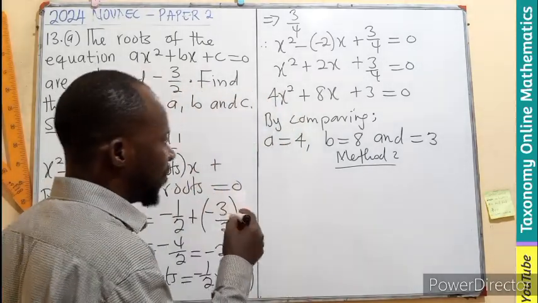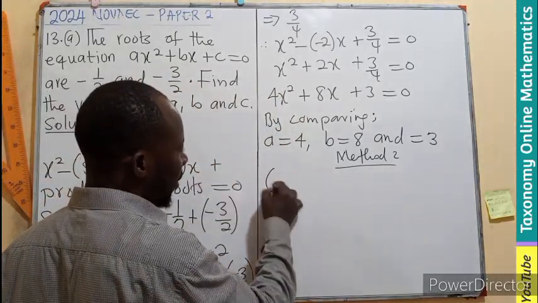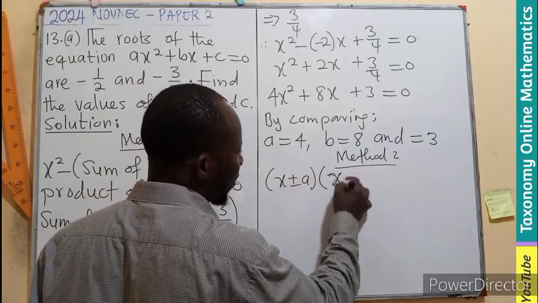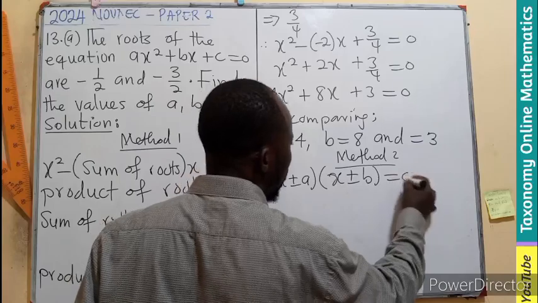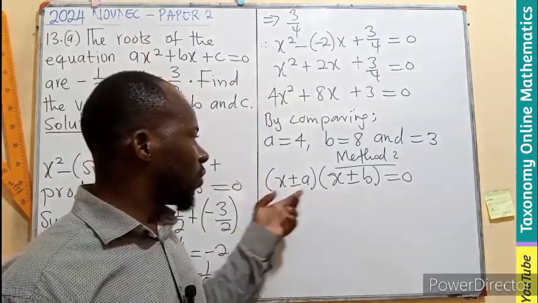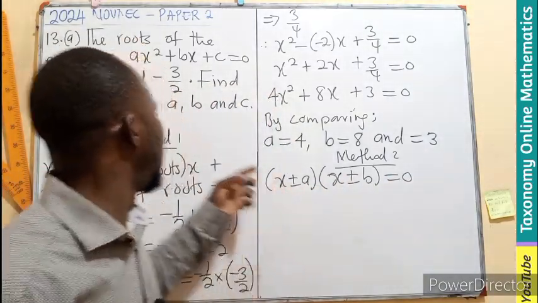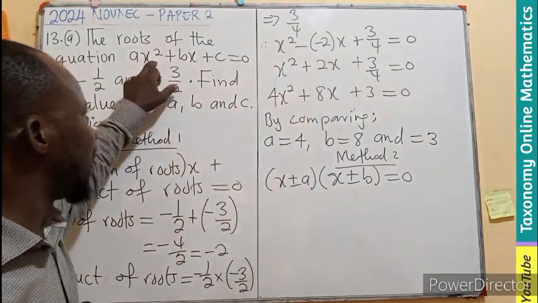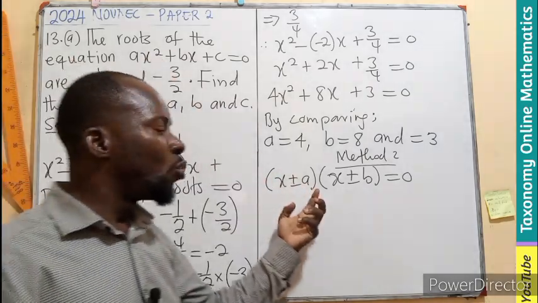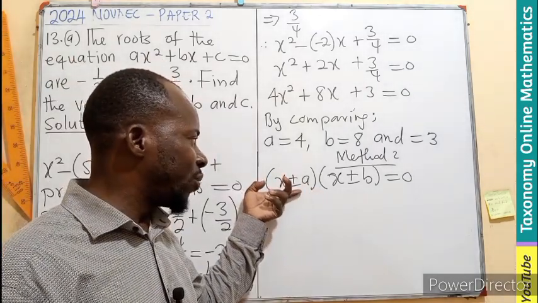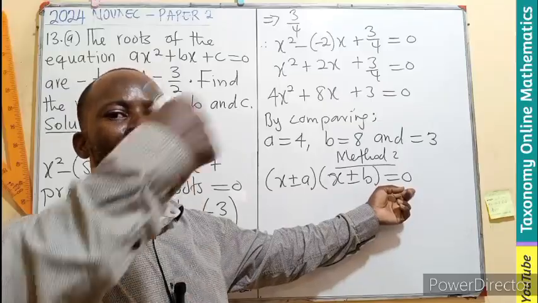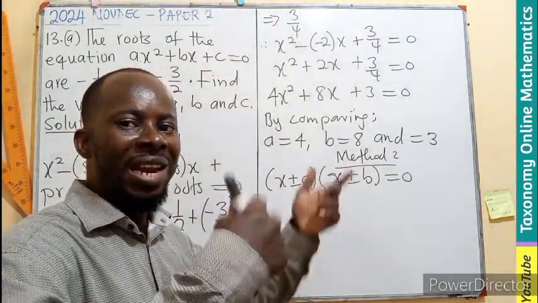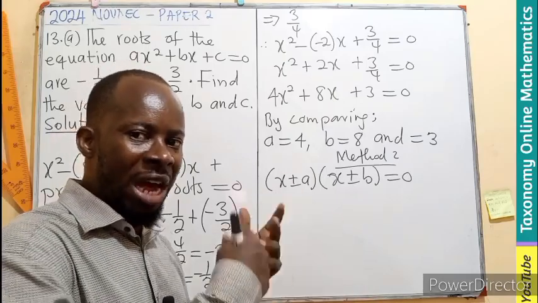Now, for the second method, remember that if I have an equation x plus or minus a, times x plus or minus b, equals 0, this is what we expand to form the quadratic equation. If this is expanded, it gives you this equation, or this can be factorized to produce this. Then the first bracket will be equal to 0 to give us the first root. The second bracket will also be equal to 0 to give us the second root. Since it is quadratic, we have 2 roots.